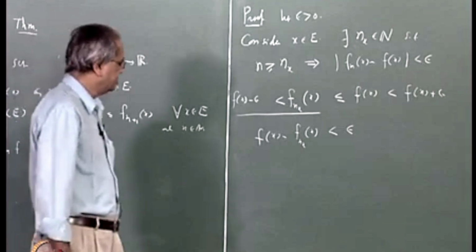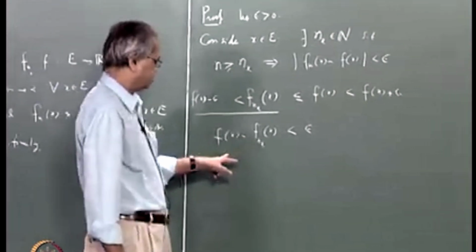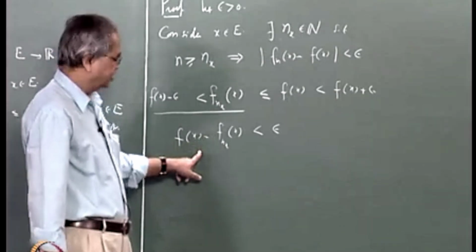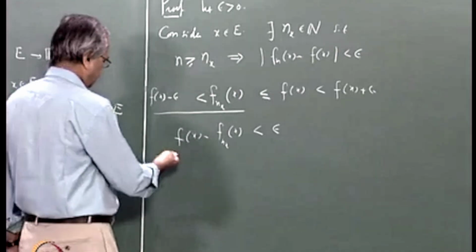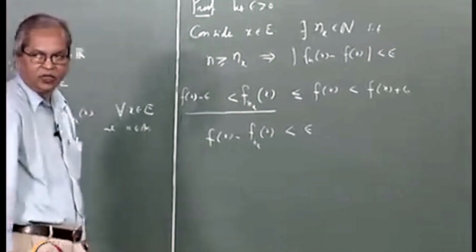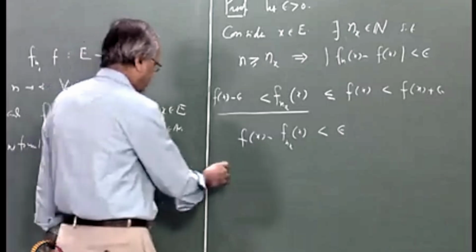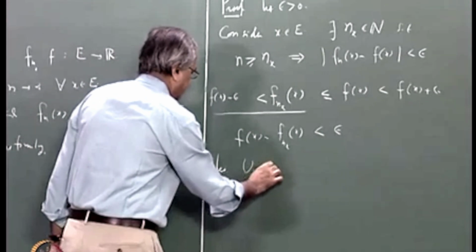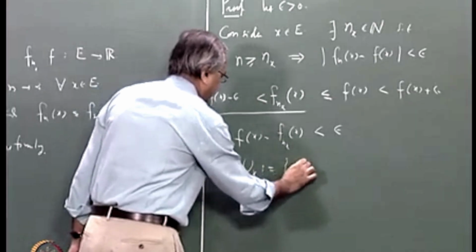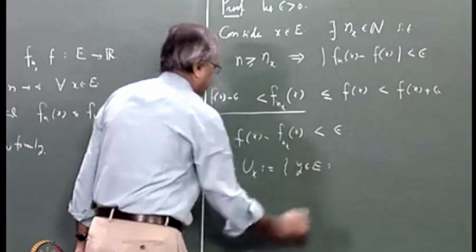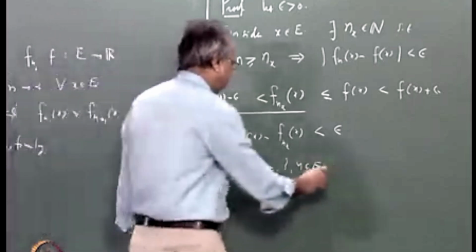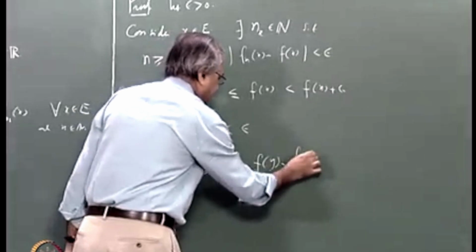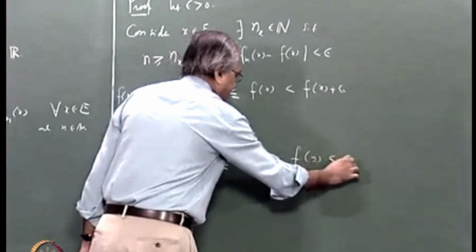So what I will do is take the set of all those points in E for which this happens, and that will of course depend on this x. Suppose I call that U suffix x. What is this U suffix x? This is defined as the set of all y in E such that f(y) minus f_{n_x}(y) is less than epsilon.